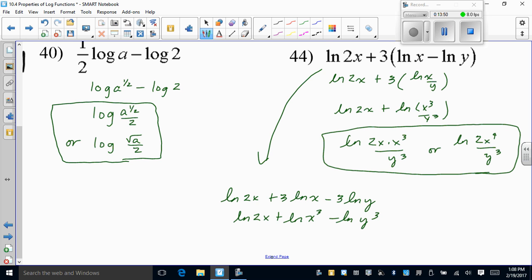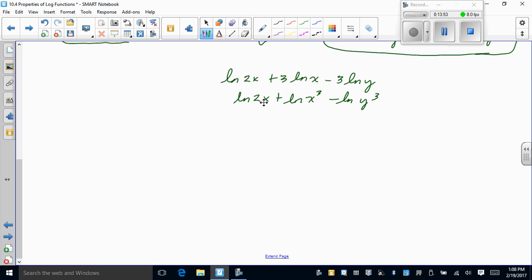And then you would have done your multiply together. Natural log of 2x times x cubed minus natural log of y cubed. So this is natural log of 2x to the 4th minus natural log of y cubed. And now we can take care of the division. Natural log of 2x to the 4th over y cubed. And you can see it didn't matter either way. I got to the same answer in the end.